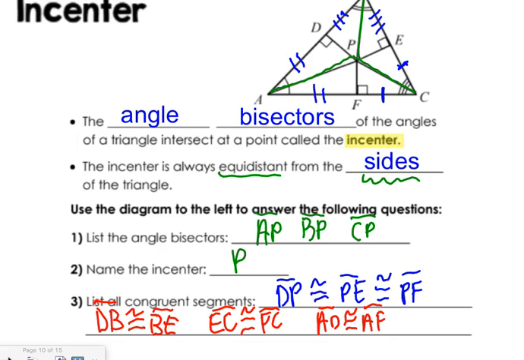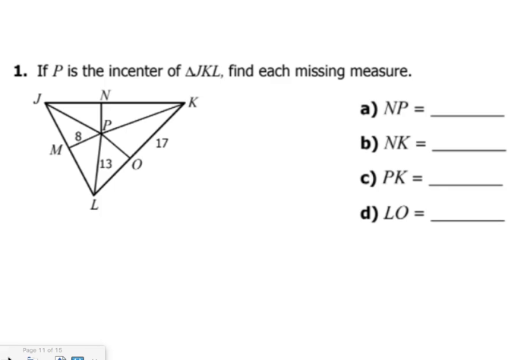All right, let's try this last example. It says, if P is the incenter of triangle JKL, find each missing measure. How about we go around again and fill out what we know? Okay. What else do we know? NK is 17. Agreed. Because this guy is equal to this guy, NP and PO are 8, right? Because the incenter is equidistant from your sides. And that might be it for now.